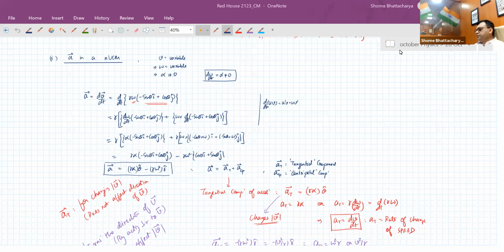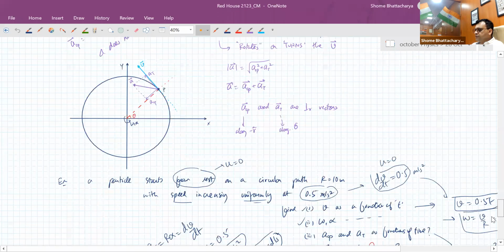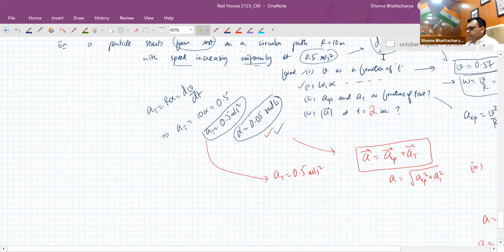acceleration in turn, r alpha, and all these things. So we'll take a quick recap of these things to begin with today, and then we'll look at application questions and problems based on this. So let's begin.